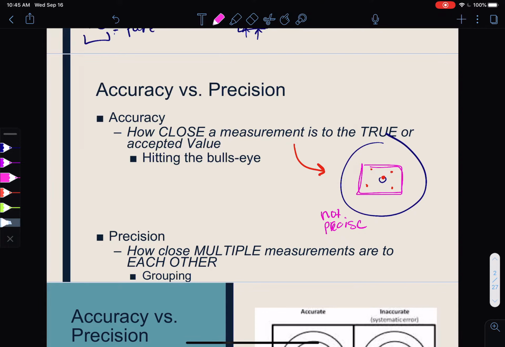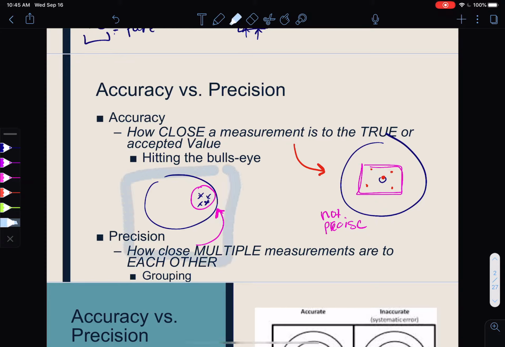So precision is when you hit in a certain spot many times. We would call that grouping. So our grouping is really small. There, your precision does not have to even hit the bullseye. So this one's precise. This one is precise. And this one is accurate. We can also have both and we can have neither.